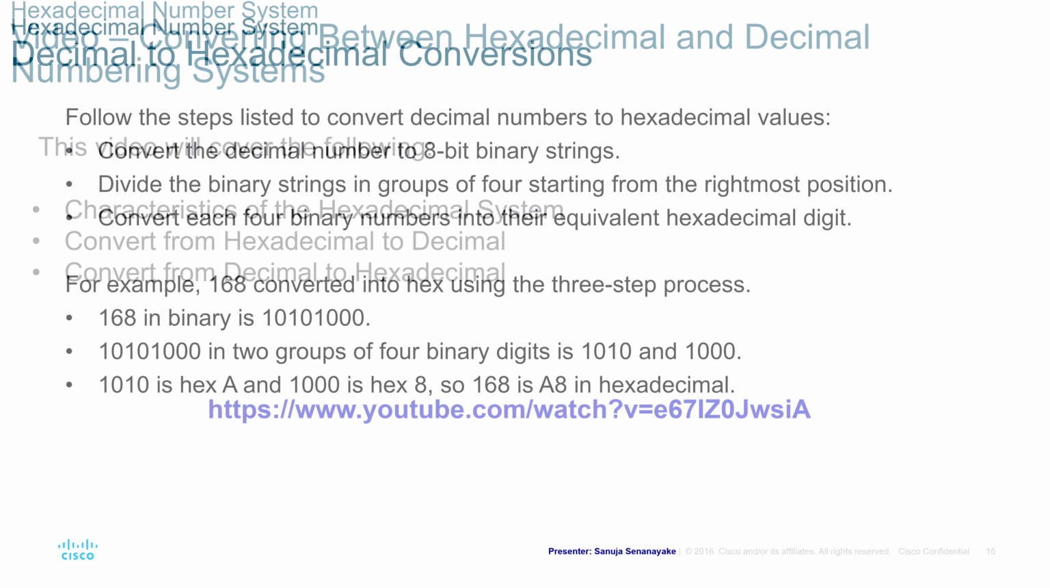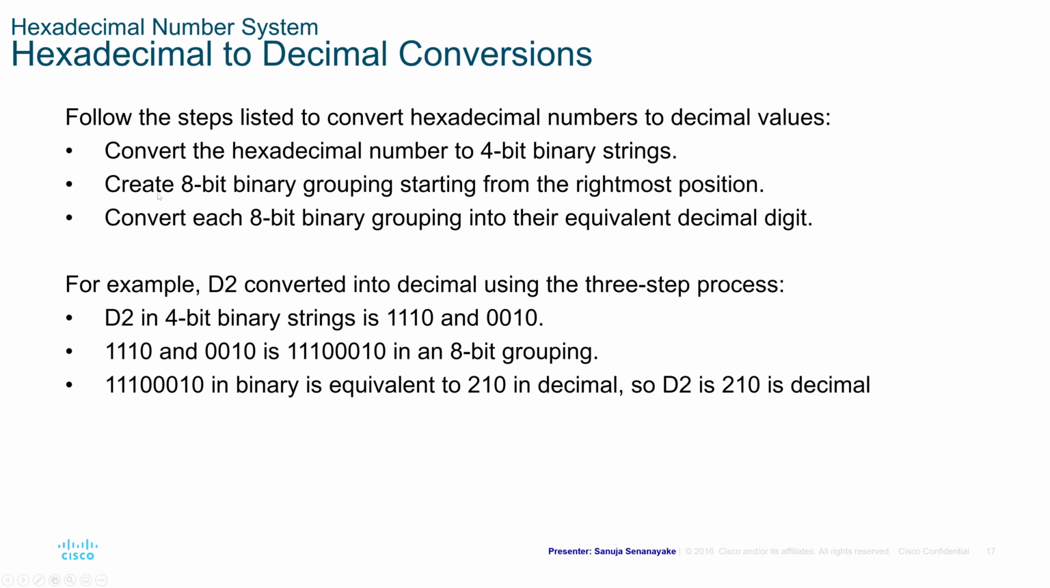So let's see if that's the case. We have D2. D is 1101 and 2 is 0010. And 1101 and 0010 is 11010010 in an 8-bit grouping. And then you can convert that into the equivalent of 210 in decimal. So D2 is 210 in decimal.